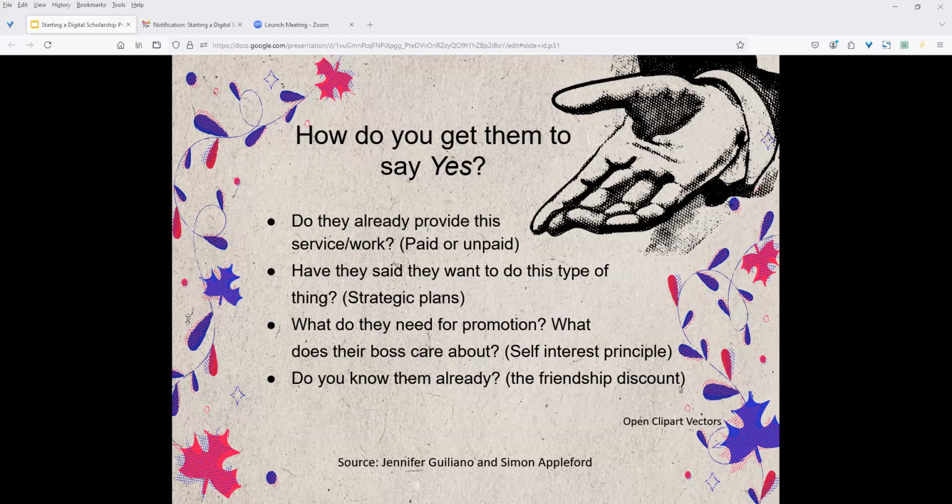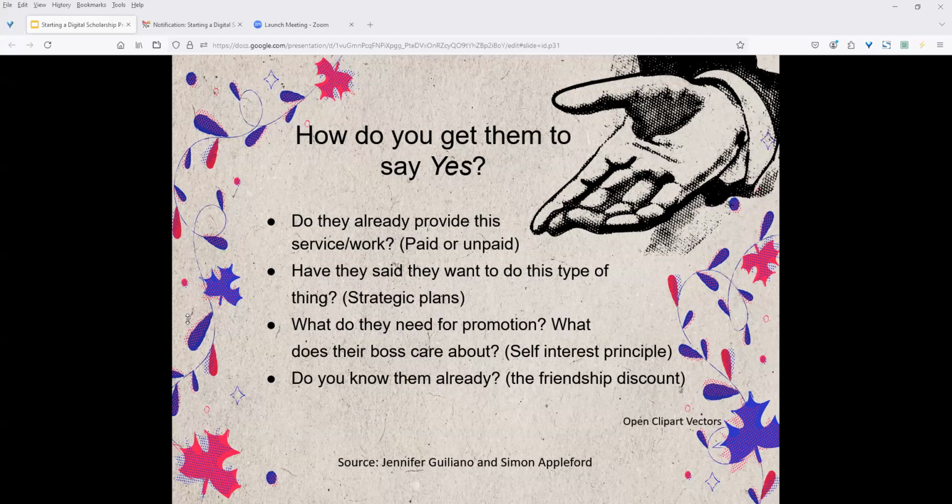So there's always that balancing act in looking for people. Have they said they want to do this type of thing? If they have a strategic plan in mind, then they're motivated to do it. Enthusiastic people are the best. So if you can get someone where their interests and your interests intertwine, then that's really great. You also have people who are looking for a promotion. So what does their boss care about?